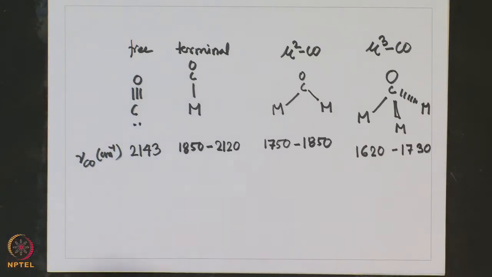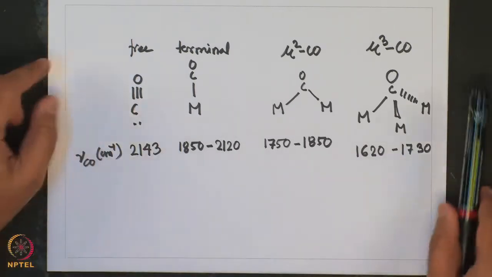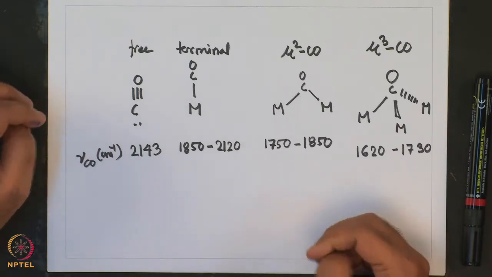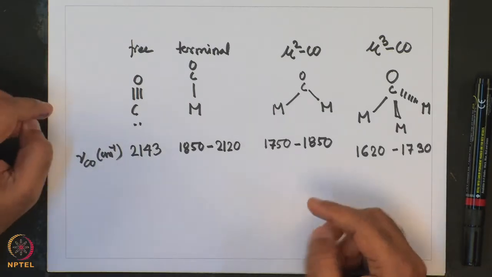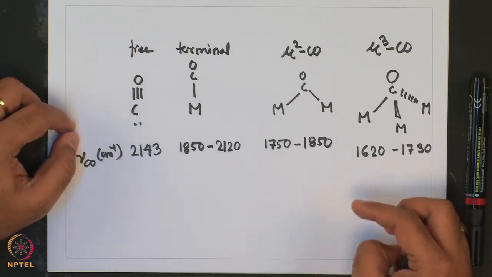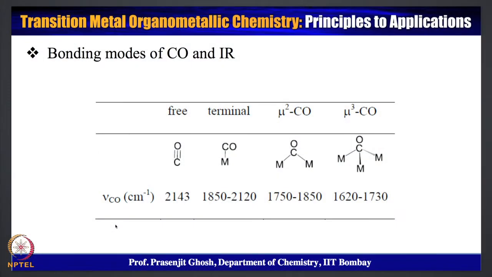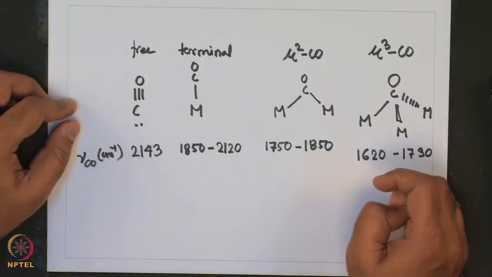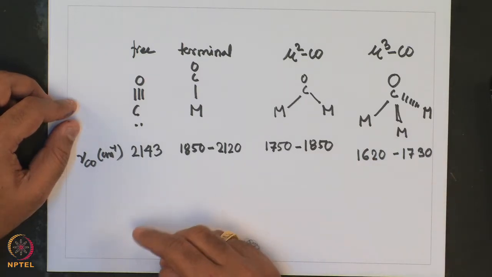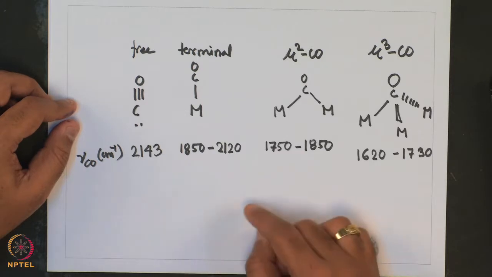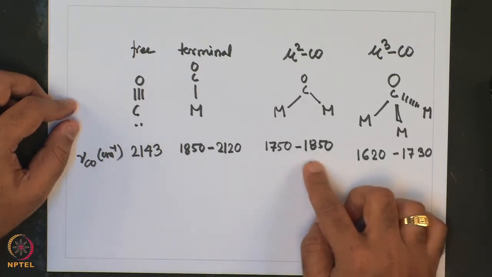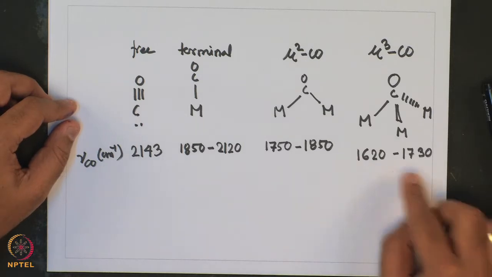So, what we see is that there is a huge amount of correlation between the binding modes of CO and the corresponding stretching frequencies. If one goes from free carbonyl to terminal metal carbonyl, where carbonyl is bound to 1 metal, to the mu 2 bridging type, where carbonyl is bound to 2 metals, to the mu 3 bridging type, where carbonyl is bound to 3 metals, in all of the cases the stretching frequency decreases, from 2143 to 2120 to 1850 to 1750 to 1850 to 1620 to 1730.